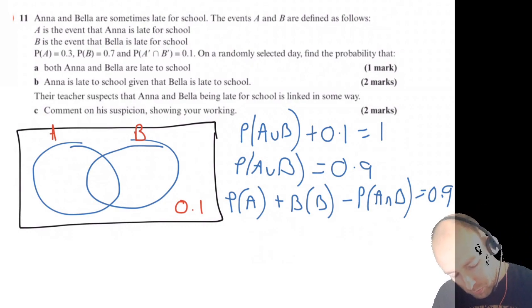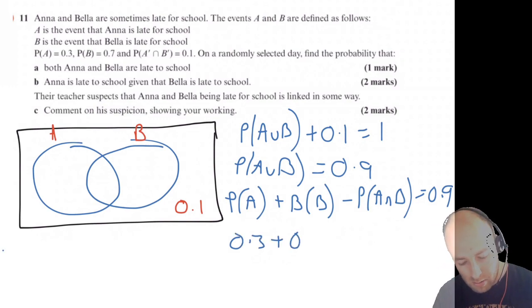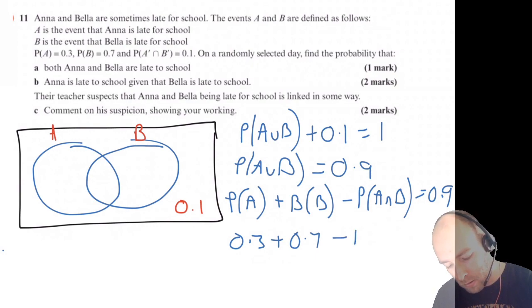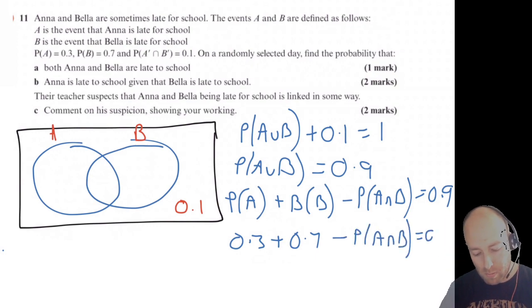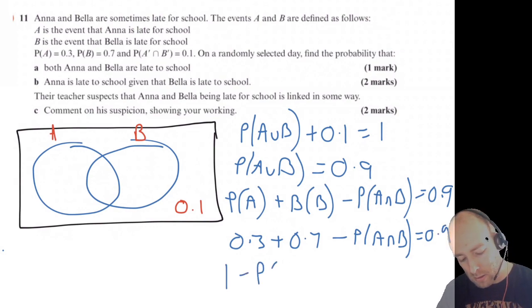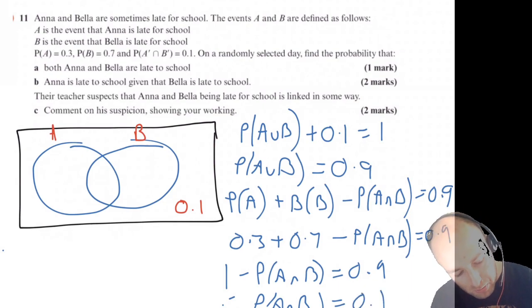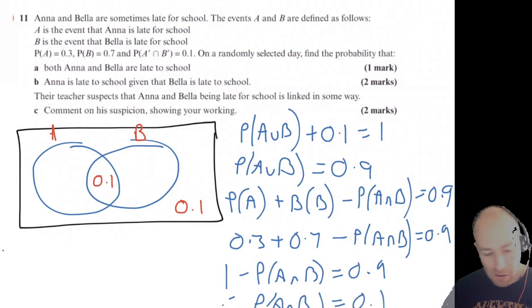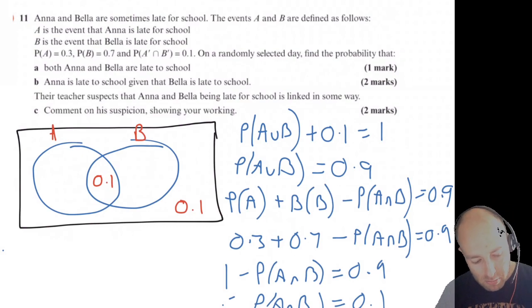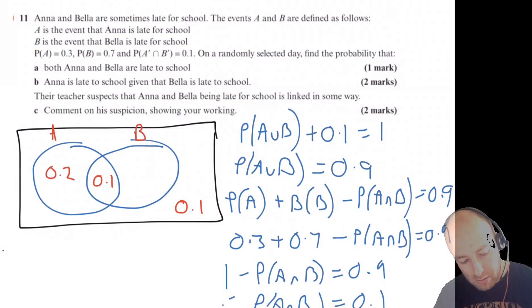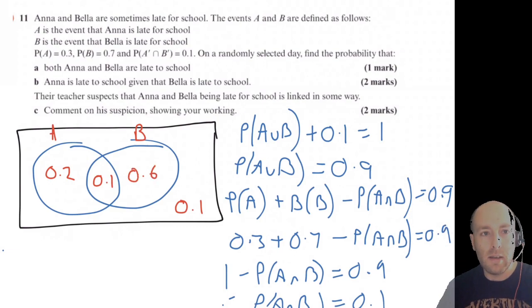And I know A and I know B, so 0.3 plus 0.7 minus the middle bit is 0.9. So we get 1 minus A and B is 0.9. So A and B is 0.1. That's much better. So the middle bit should be 0.1. Okay, so the A circle should be 0.2. The B circle should be 0.6. And this feels a lot better now. Cool. Right, so let's get rid of that workings. Hopefully that makes sense to everybody.